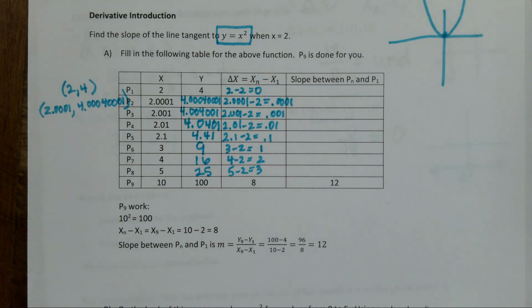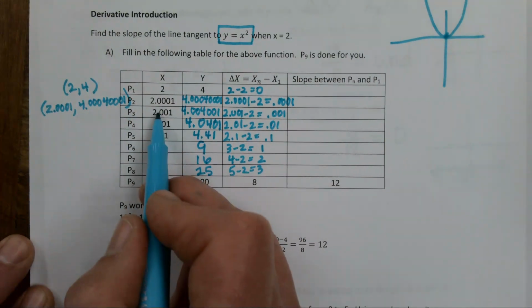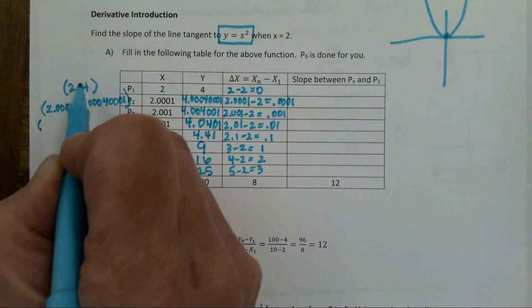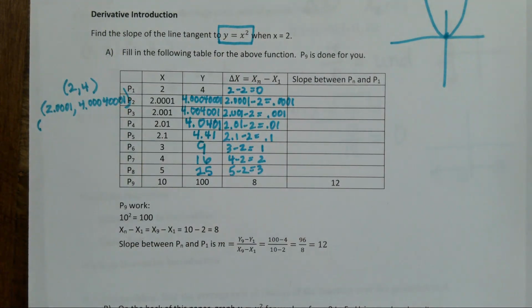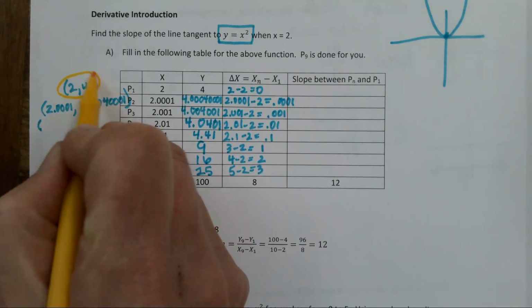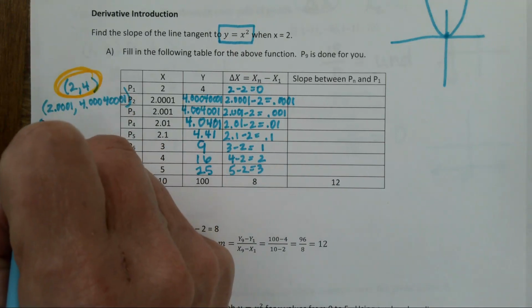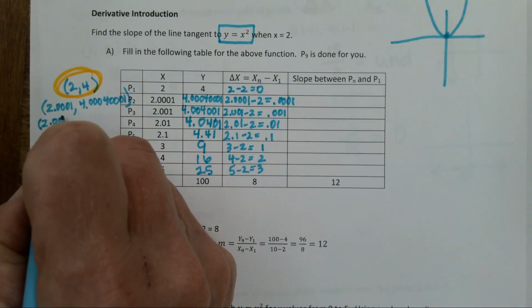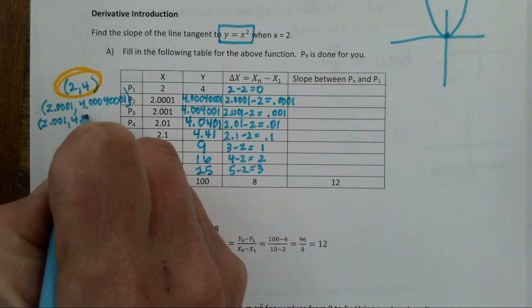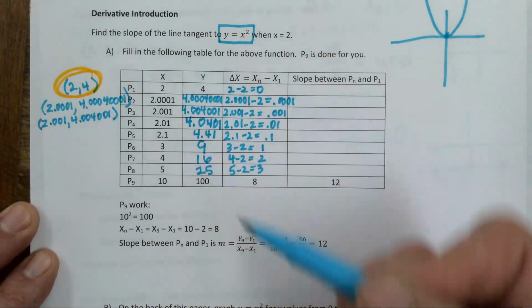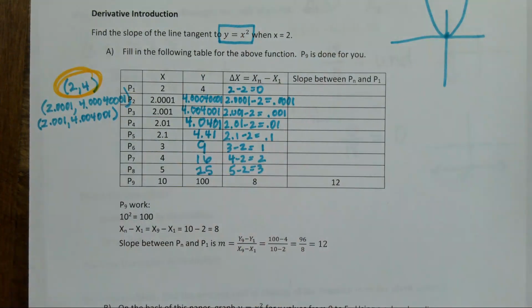And then I want to do the same for the next one here. I'm always going back to this original point. That's the one that I'm finding the slopes between. So my next one I want to find is the slope between 2.001, 4.004001 and 2, 4. And that's what I'm going to have you guys work on now.